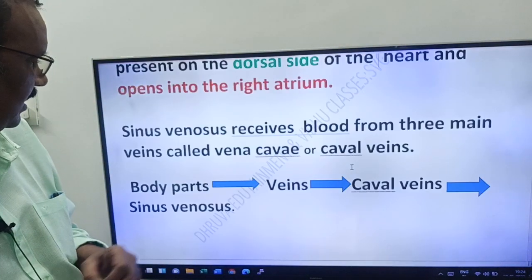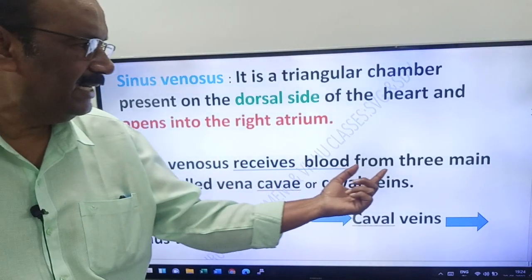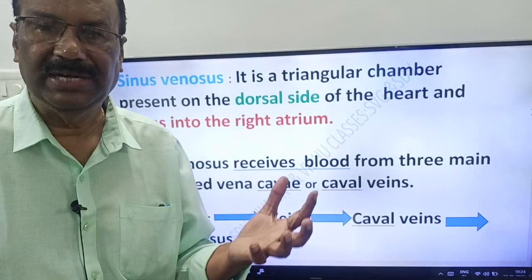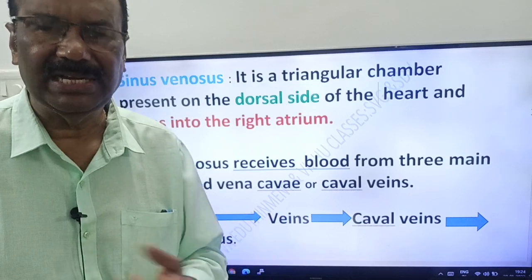Okay, friends. Next, this sinus venosus, see, friends, it receives blood from various body parts. Friends, we have three types of blood vessels: arteries, veins and capillaries.